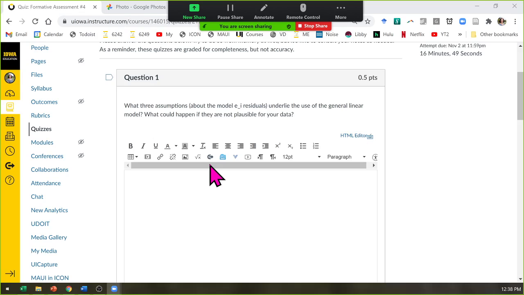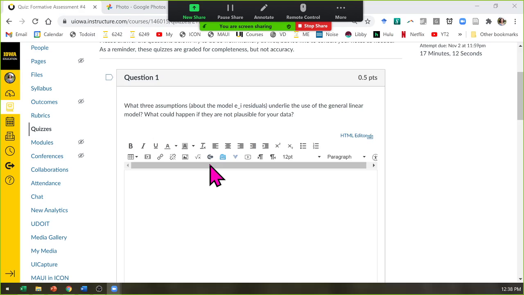The idea isn't to fix the data, it's to pick a new model. It's like those t-shirts that say, one size fits most, right? They don't usually fit anybody. So you just need a different size if the model doesn't fit. So any questions or comments on that one?